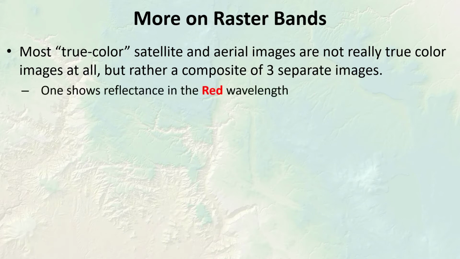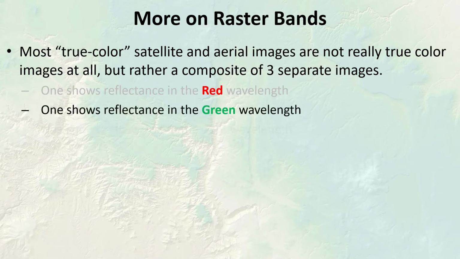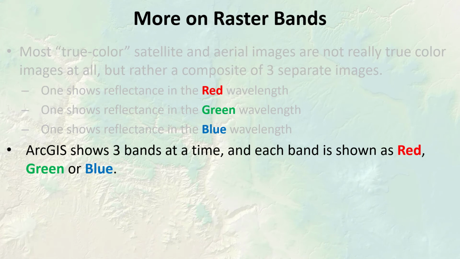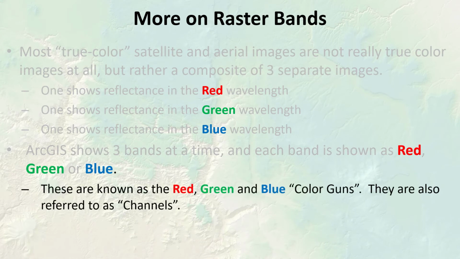One image shows the reflectance of the landscape in the red wavelength. So it's not showing the color red, it's just showing how the landscape reflects at that particular wavelength. One shows the reflectance at green, one at blue. You put those 3 into ArcGIS and you plug them into the red, green, and blue color guns or channels, then it shows up as what looks like a true color image.